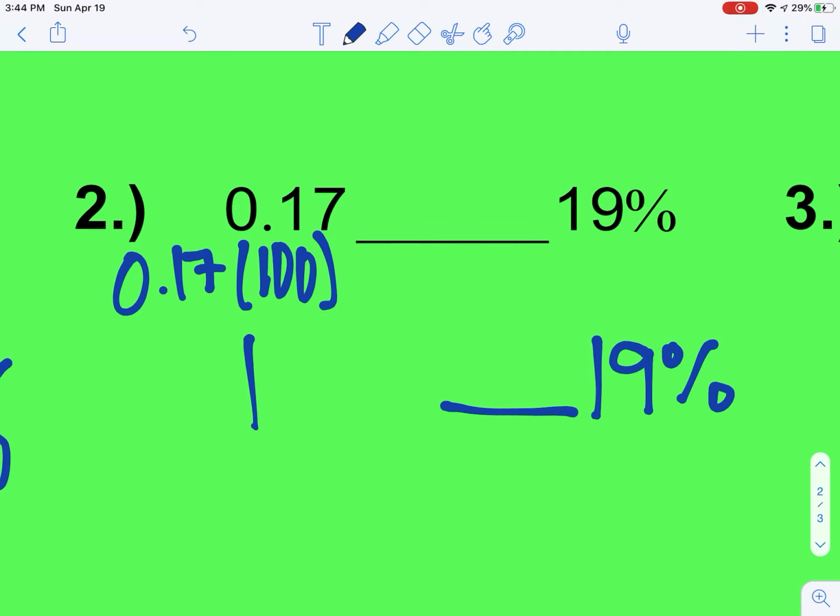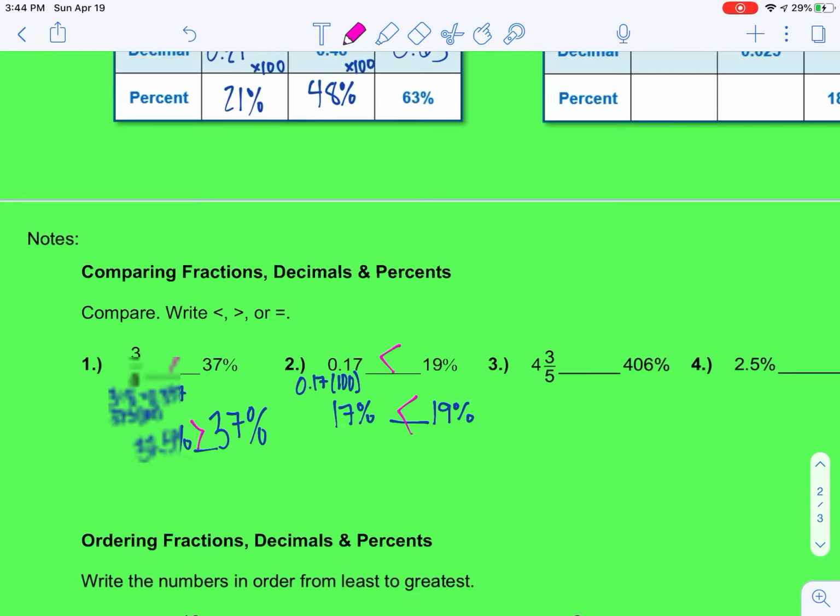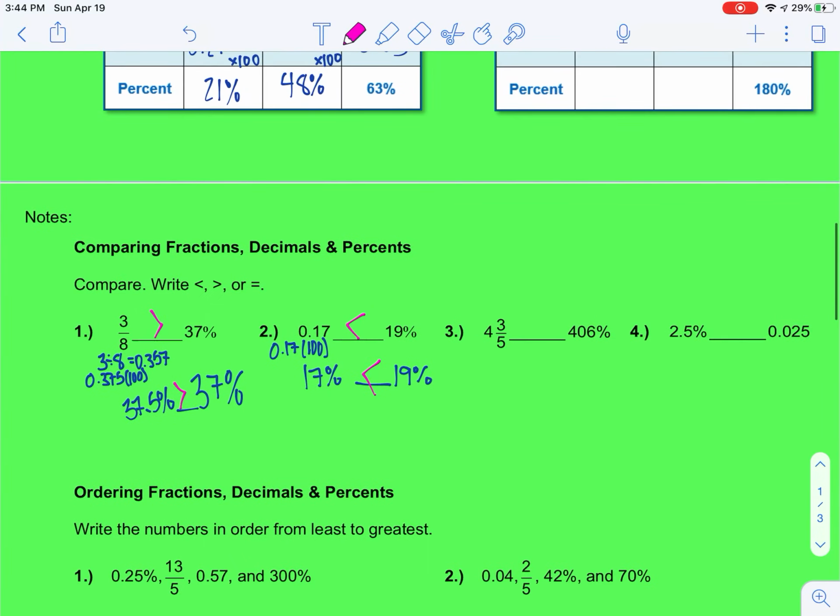0.17 times 100 is 17%. So if I'm comparing 17% with 19%, I know that 19% is bigger, which means that 17/100 is less than 19%.